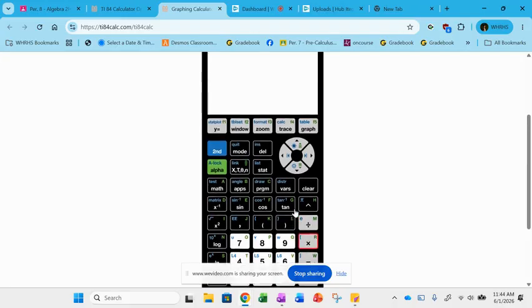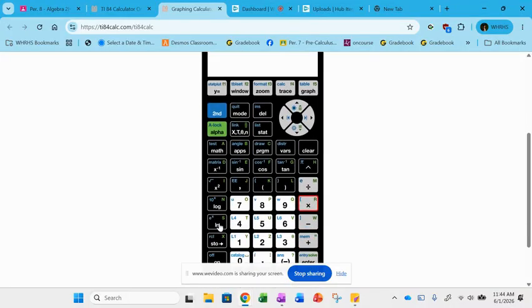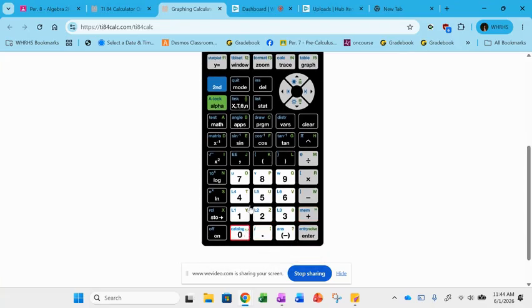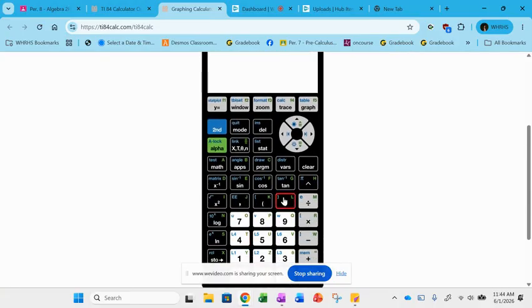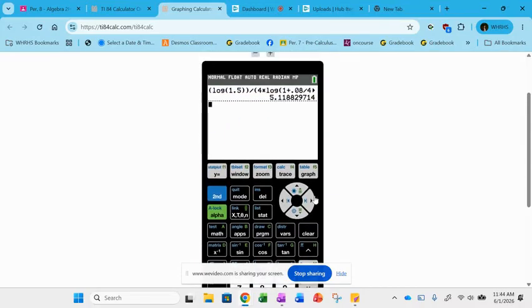I don't believe that times is necessary. I think if you just put 4 log, it would still work. I always just put the times. 4 times log of 1 plus 0.08 divided by 4. Double close. And we should get 5.119.